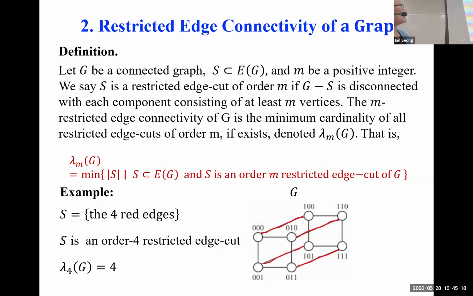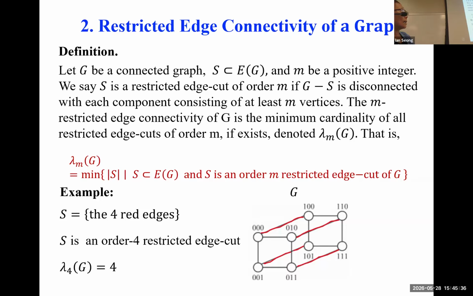So here we make this definition for the restricted edge connectivity. It doesn't have to be for the AGN. You take a subset of the edge set. S is a set of edges, and m is a positive integer. Then we say S is a restricted edge cut of order m if you take away this set of edges, the graph changes from connected to disconnected.